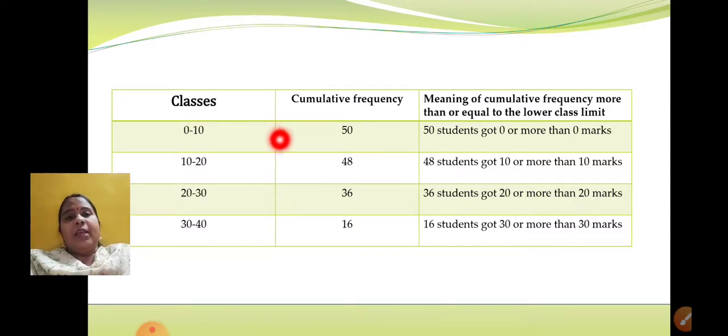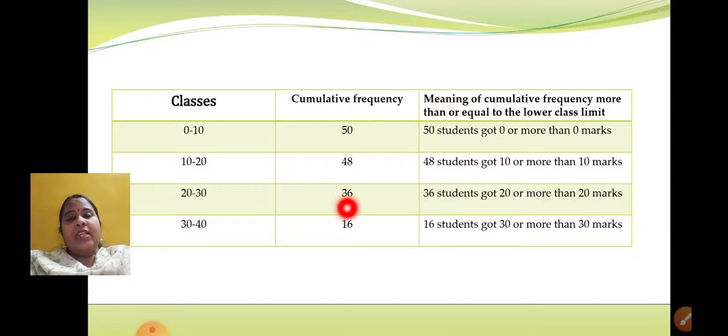Again I am explaining this. See, if I say 48, what is the lower limit for this 48? 10. Either it is equal to or it is more than the lower limit. So how will I state it? 48 students have got marks 10 or more than 10. 36 students have got marks 20 or more than 20. 16 students have got marks 30 or more than 30.